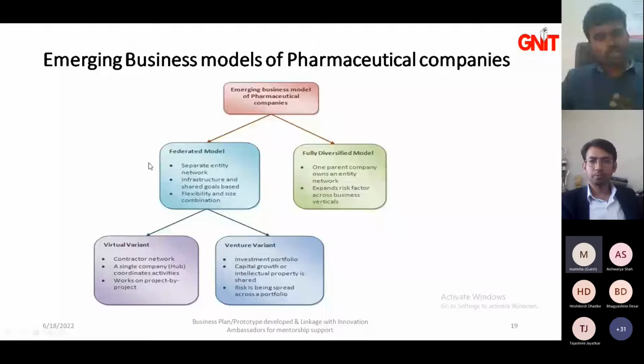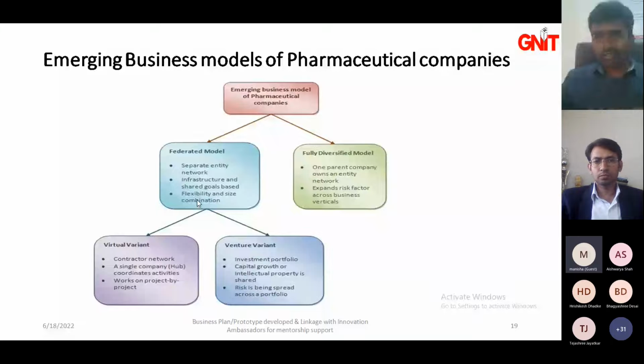So what does federated model mean? Here they have separate entity networks and infrastructure on a shared goal basis. I am having infrastructure, you are having the product ingredient, so we combine and form it. There is flexibility and size combination. My size I am estimating 100, your size you are expecting 200. Let us combine, you 100, I 100, and we make it. So that is the federated model.